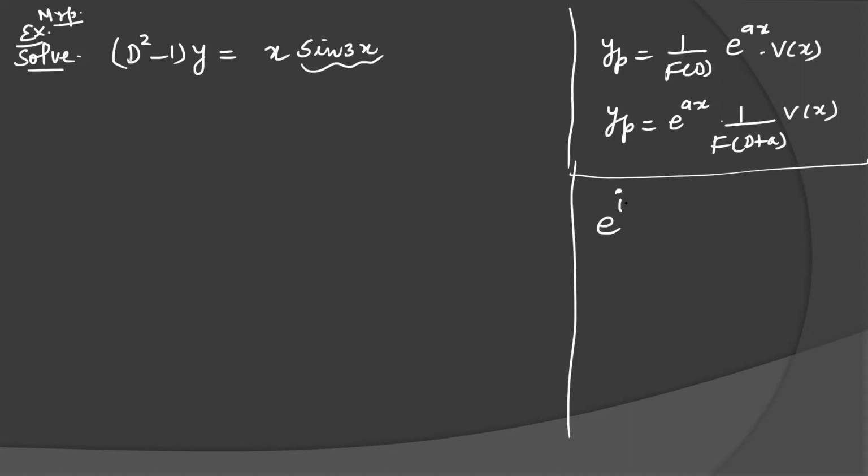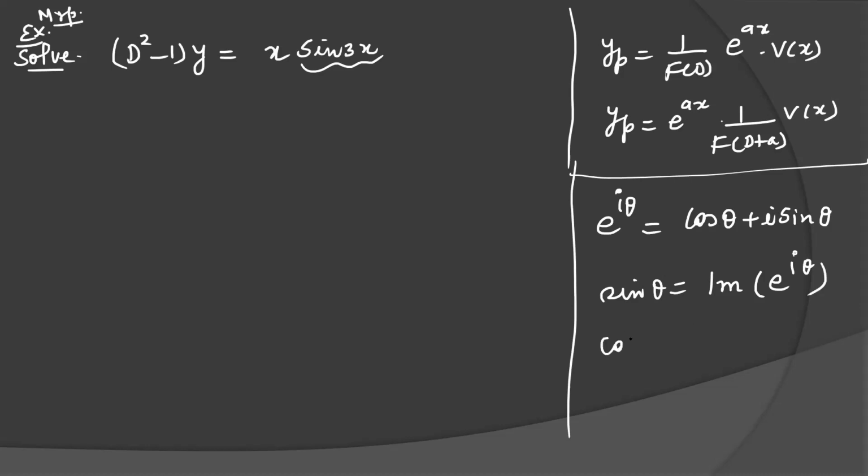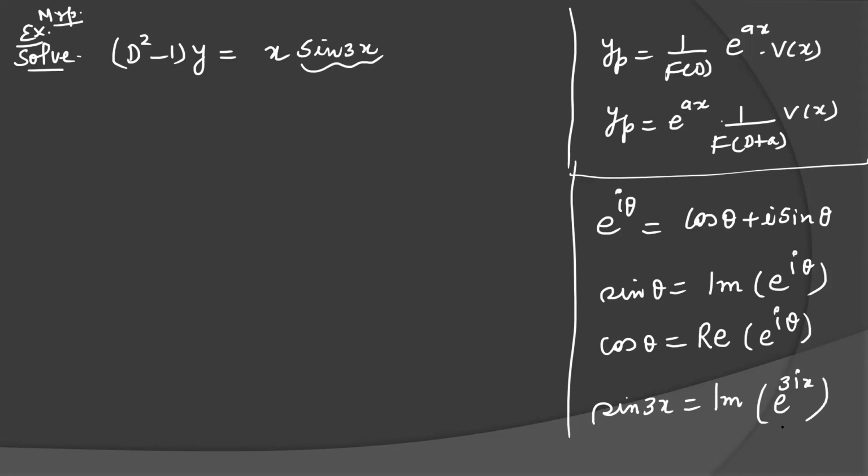Because from Euler's formula, we know that e to the power i theta is cos theta plus i sine theta. So what is sine theta actually? Sine theta is the imaginary part of e to the power i theta. What is cos theta? Cos theta is the real part of e to the power i theta. In this case, if you put theta equal to 3x, then you can see that sine 3x is nothing else, it's the imaginary part of e to the power 3ix.